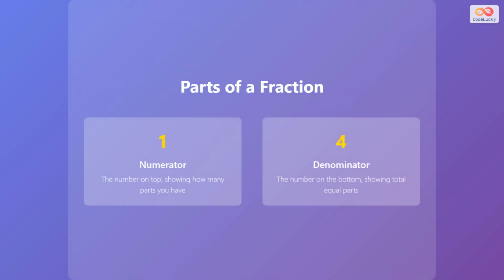Every fraction has two important parts. The top number is called the numerator. It tells us how many parts we are talking about or have selected. The bottom number is called the denominator. It tells us how many equal parts the whole thing is divided into. Together, these two numbers describe a fraction.